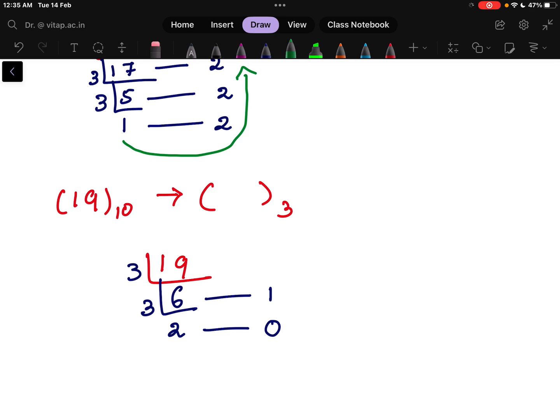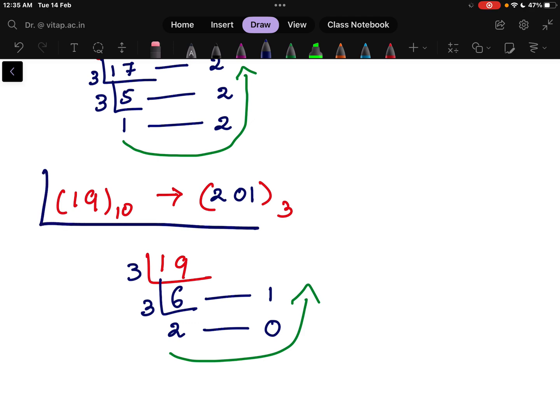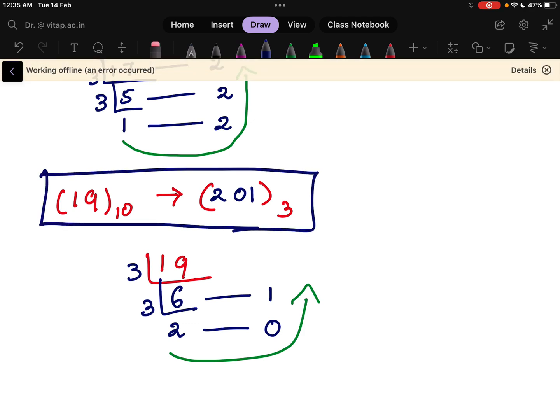So what will be the answer? You have to write in this direction. So the answer here will be 2, 0 and 1. So this is the conversion from 19 base 10 to base 3, whose value will be 201.